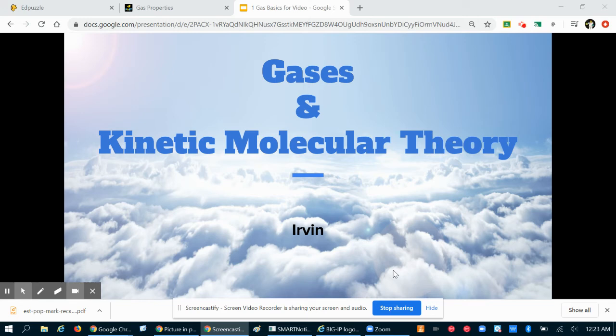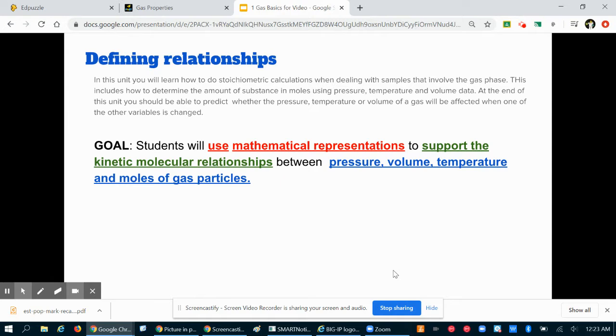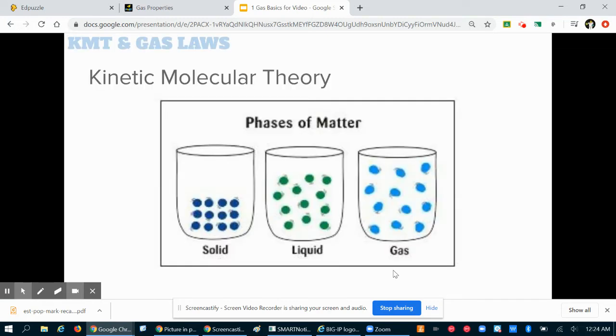Okay, let's talk about gases and kinetic molecular theory. So our goal is going to be to figure out how to use the math so that we can talk about kinetic molecular theory, and that'll involve calculations with pressure, volume, temperature, and moles of gas.